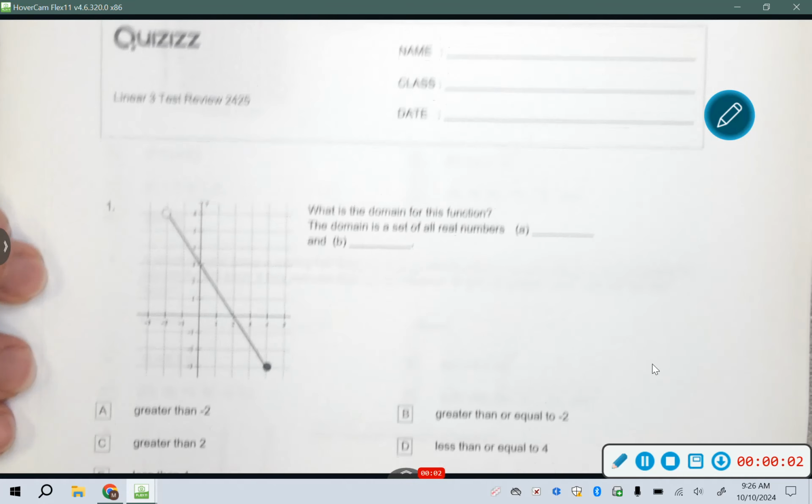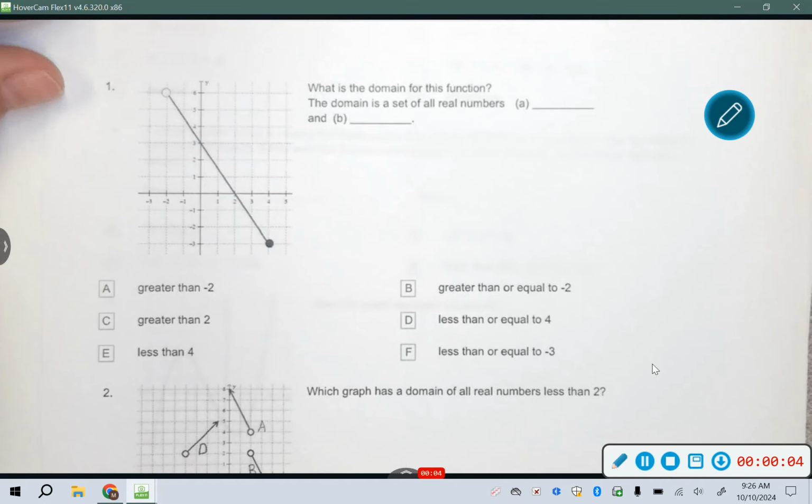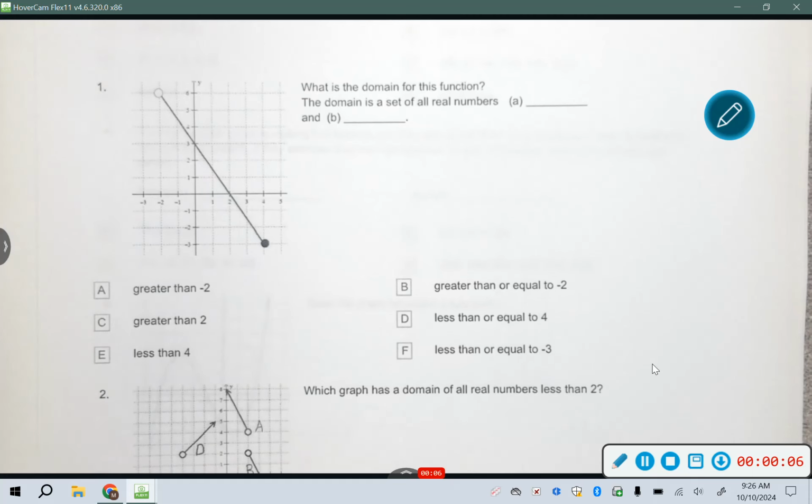Okay, linear 3 test review. Your test is on Friday, October 11th.